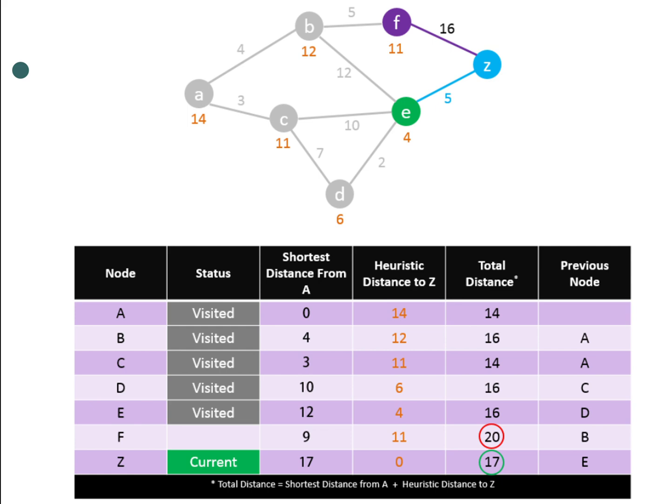Like 3 plus 7 plus 2 plus 5. That's 10, 10 plus 2 is 12, 12 plus 5 is 17.